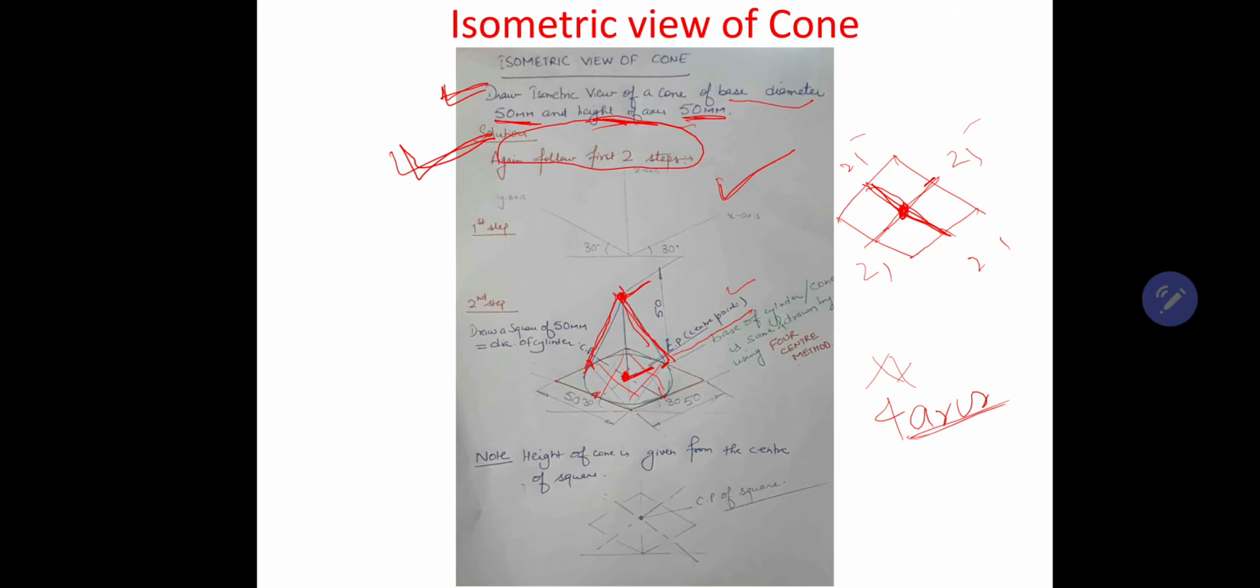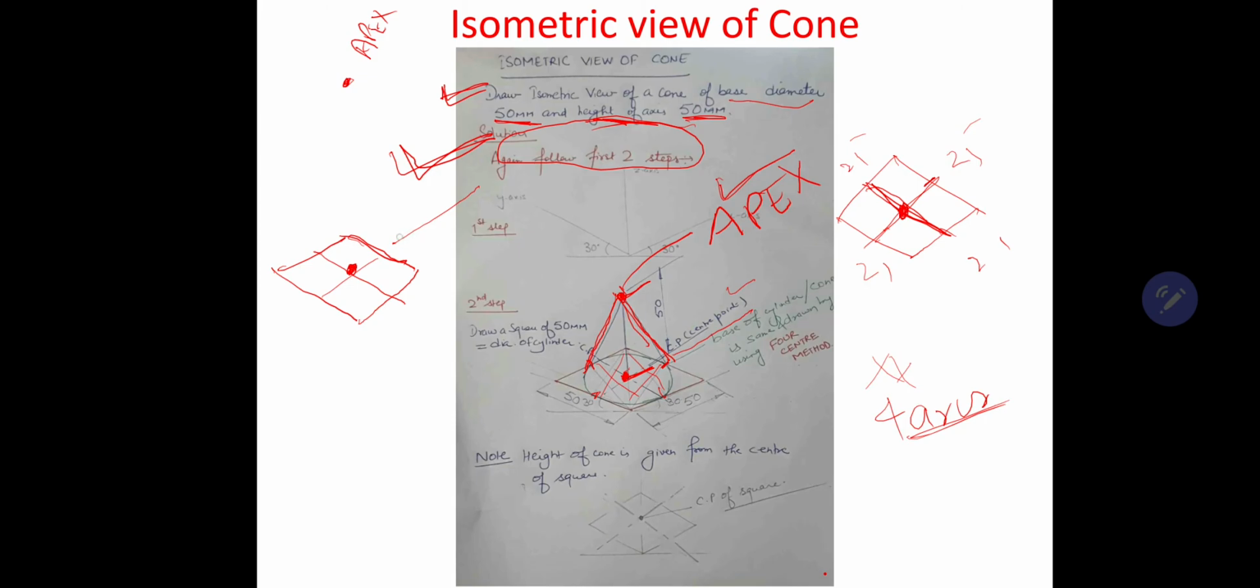Now you have to give a dimension to the height of this cone. How is the dimension to the height given? This one is the center point of the base. You have to extend an extension line from here. If here is the extreme point, this point is also known as the apex. This is the apex.